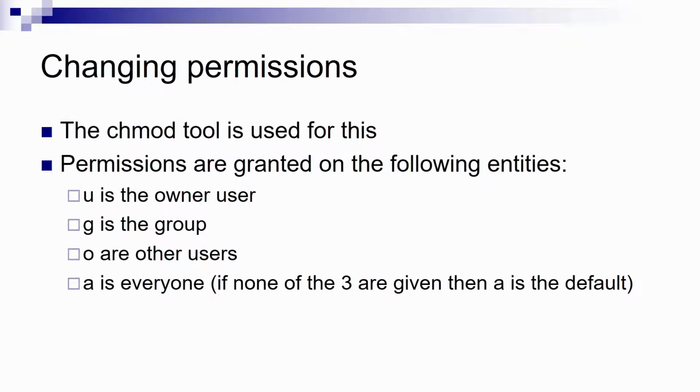To change permissions on Linux, you would use the chmod tool. And permissions can be set for the following principles: the owner, which is represented by U, the group, which is represented by G, other users, which is O, and if you want to set for everyone, you can just type A.